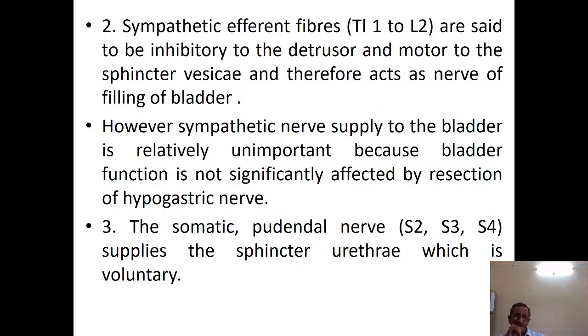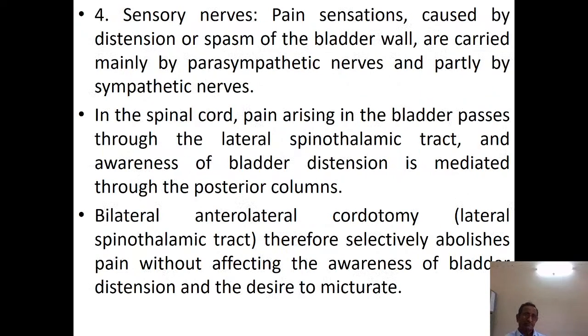The somatic pudendal nerve supplies the sphincter urethrae, which is voluntary. So we are having a pudendal nerve, which is supplying the urethra, which is under voluntary control.